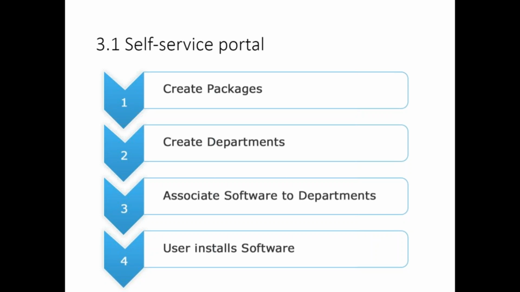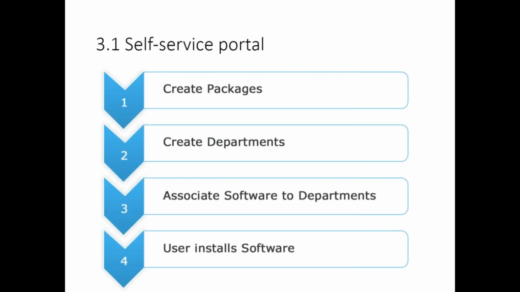You need to first create the packages which you want to use or publish into the self-service. Then the next stage is to create departments. That is basically the custom groups. You can have different sets of groups within the departments, different sets of machines which you want to associate with. So you have control over what set of applications should be associated to which departments, that is the custom groups. And once you publish those softwares to the departments, the user can install the software on their own.